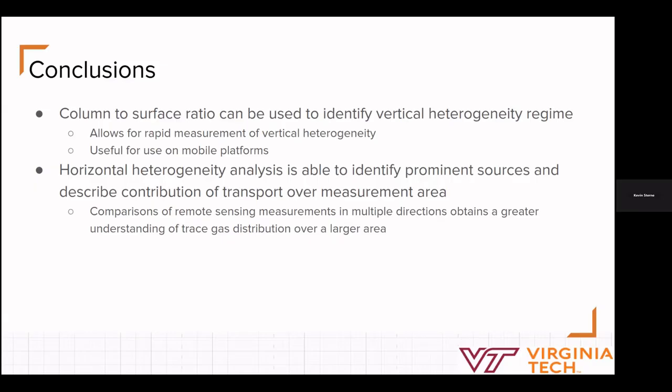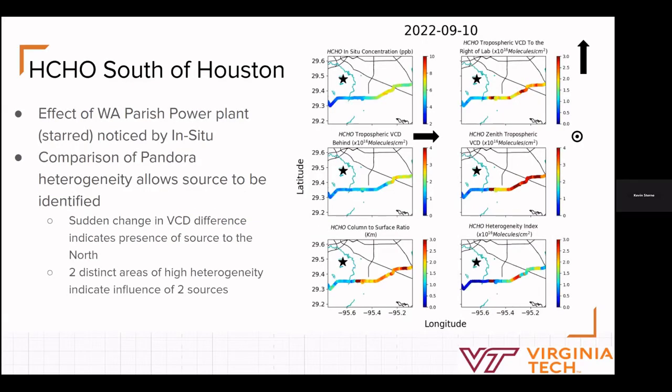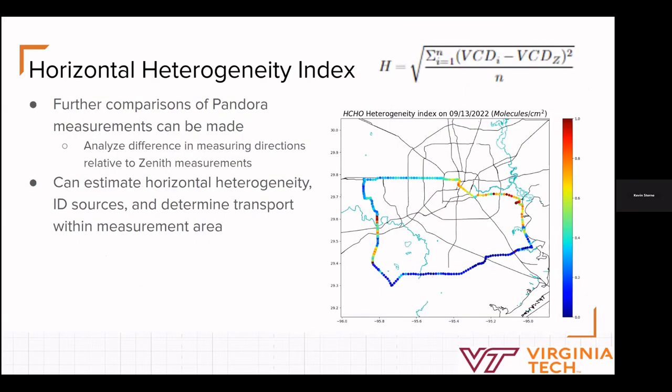I have a question. Sure. Can you go to the slide of the horizontal heterogeneity index, where you introduce that? Sure. So here in that equation, what is the index I? Is it latitude or? Oh, so for each, it's a summation of each individual MAX-DOAS direction.